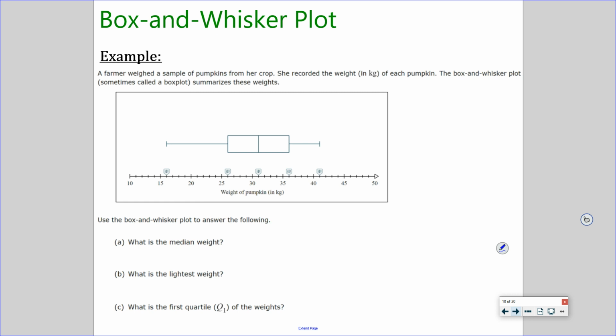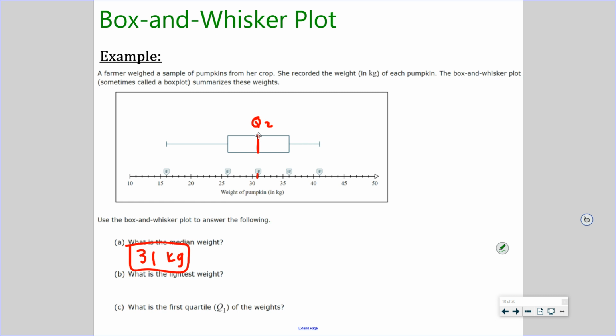Okay, a farmer weighed a sample of pumpkins from her crop. She recorded the weight in kilograms of each pumpkin. The box and whisker plot, sometimes called a box plot, summarizes these weights. Okay, so here's my whiskers, here's my box. What do we think is the median weight? 31 is correct. Yep, so in the box, this middle part, that's my median. You can label it Q2 if you want. If I look down here, 31 kilograms. That would be how we interpret that.